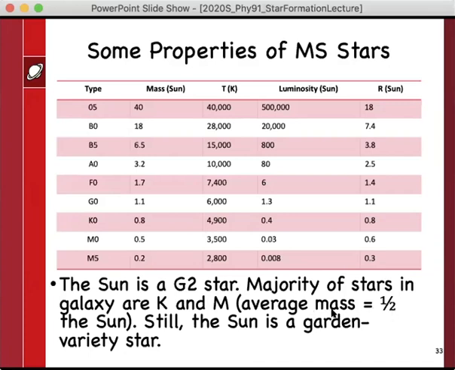The average star is about half a solar mass, and a star that's about half the size of the sun is a typical star in the Milky Way. But the sun appears to be roughly a garden variety star. Again, O and B stars, we don't see a lot of them because they're rare because they don't live very long. All these K and M stars live for a very long time. So there's lots of them that have populated over the course of the 12 billion years or so the Milky Way has been around.